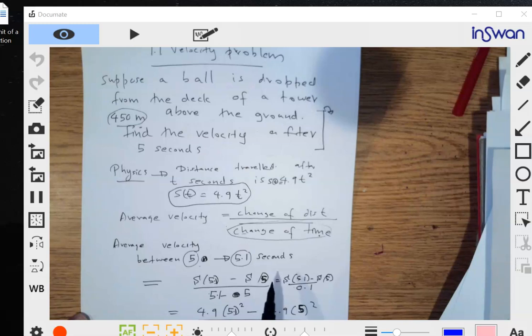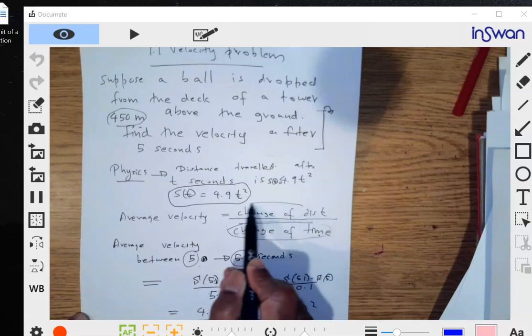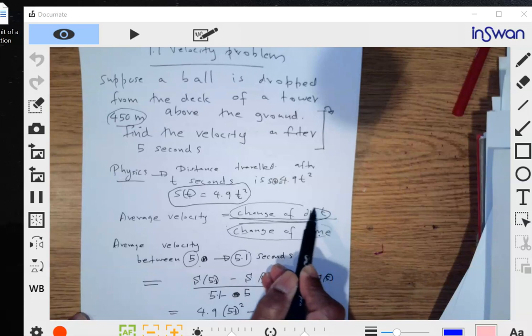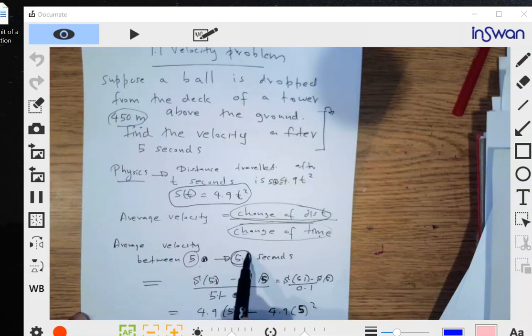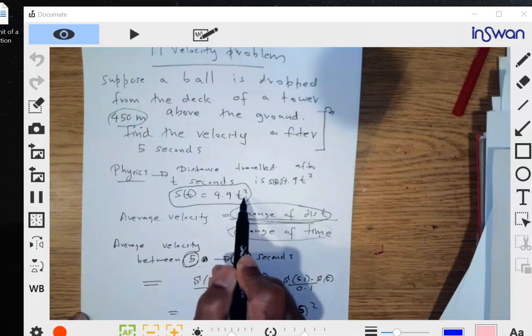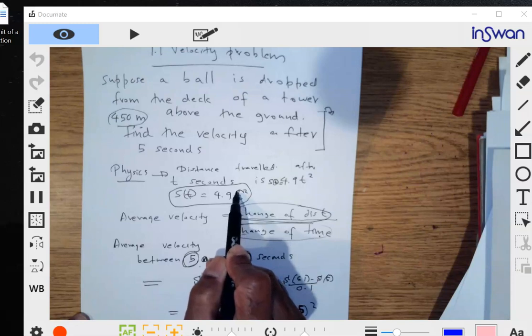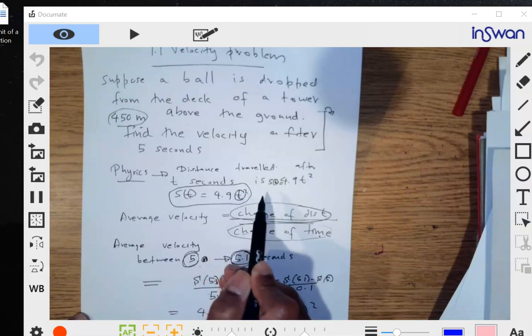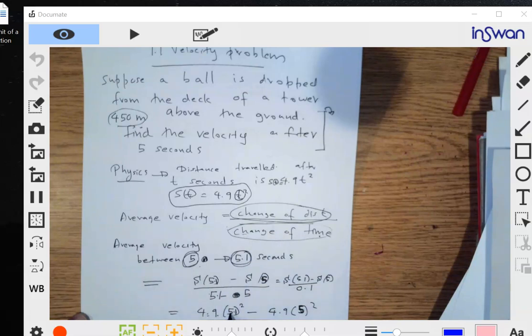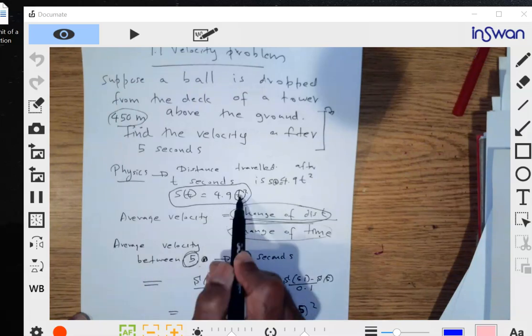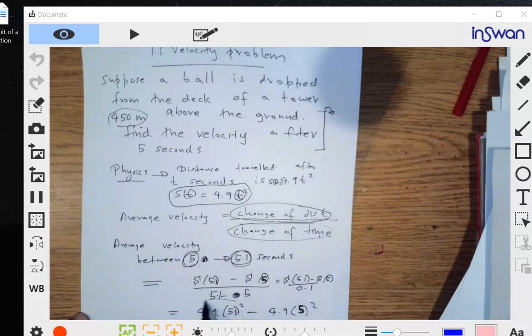So how do you find the average velocity? First of all, you need to find the change of distance. So you need to find the distance at 5.1 and subtract from it the distance at 5. How do you find the distance at 5.1 seconds? You just go up here and plug in t equals 5.1. So you get 4.9 times 5.1 squared, and this is the distance after 5.1.